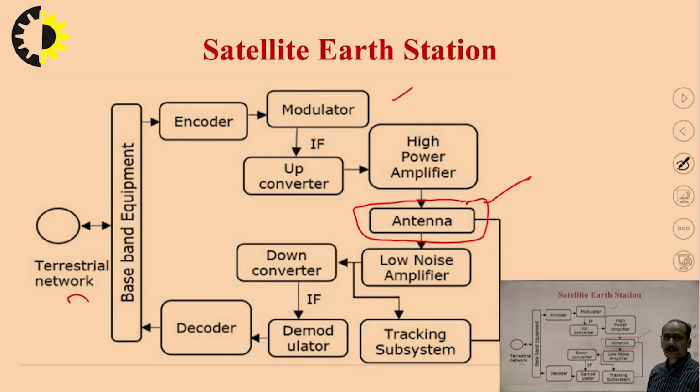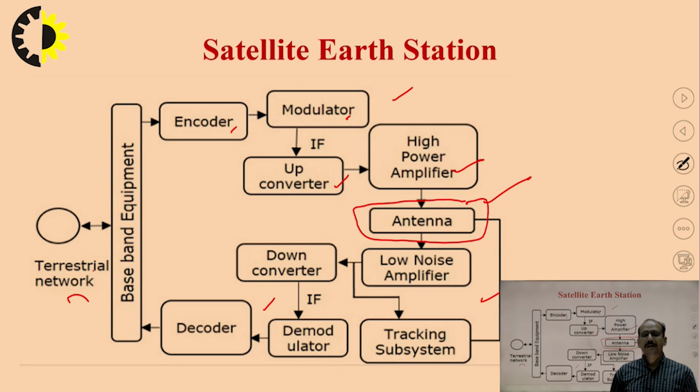If it is a transmitting earth station, it is getting the data from the high power amplifier, up converter, modulator, and encoder. If it is a receiving type, then the other part is used. These designs are as per the previous discussion: the low noise amplifier and the high power amplifiers are all required for the basic functioning. Encoding and decoding are also an important part of the satellite earth station.